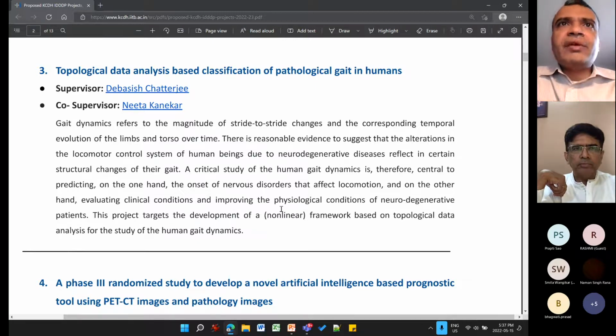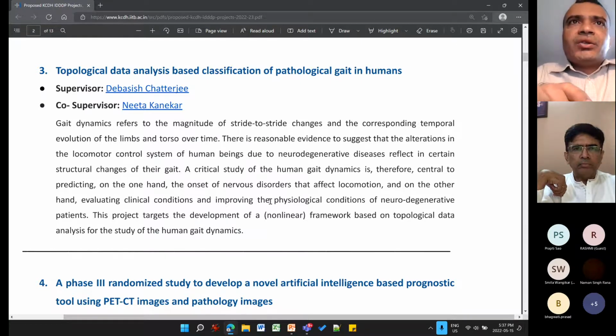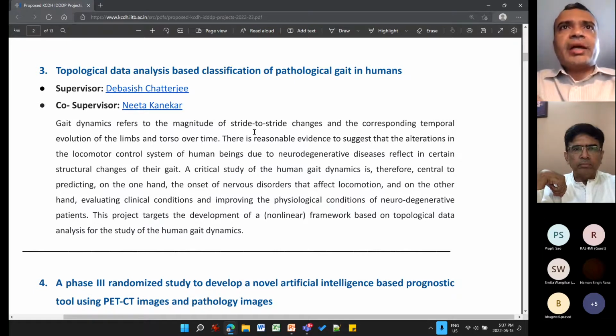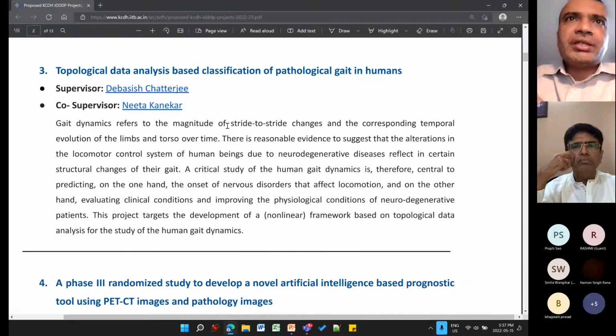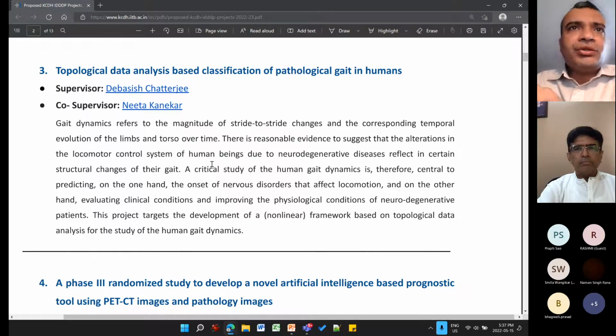So there are many ways of capturing the gait data. One is that you put sensors on the body and ask the person to walk on a treadmill, and then you look at their changes over time. The other way would be that because putting sensors on the body is difficult, you just capture a video of the person walking on a treadmill, and then you develop computer vision based models to analyze that gait.